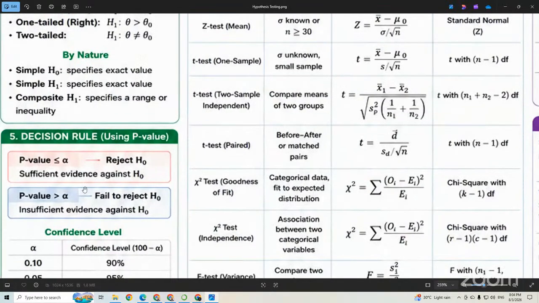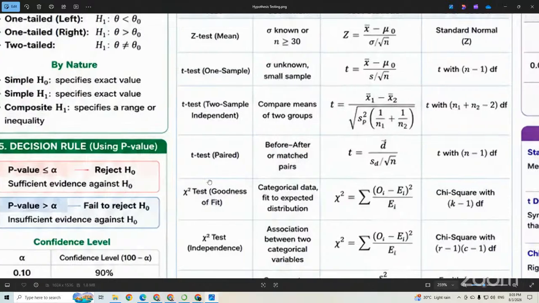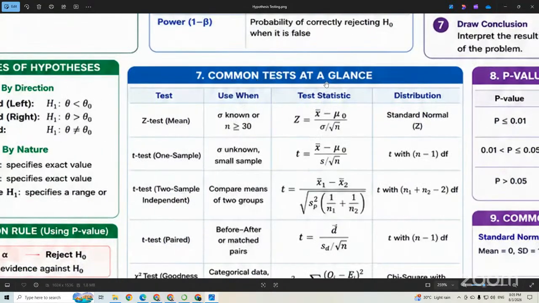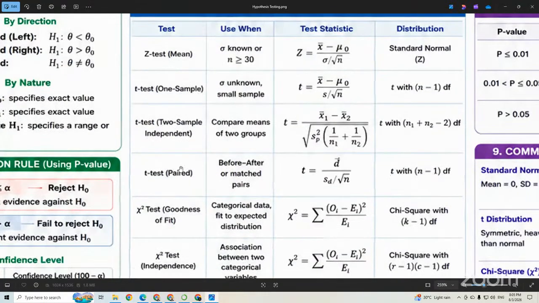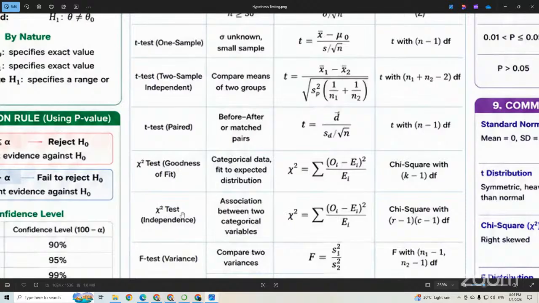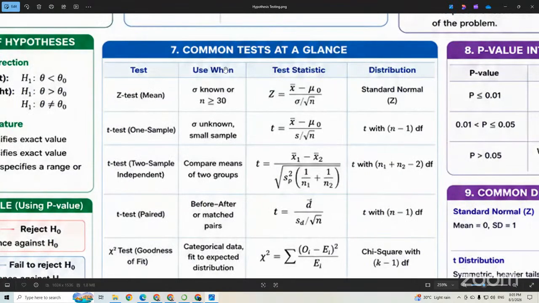Okay, so this is the decision where you can decide whether the assumptions hold according to the value of p we have already discussed, and these are the tests. These are the common tests at a glance. We have the z test, the t test one sample, the t test two sample, the paired t test, then the chi-square test, goodness of fit, etc. And along with that, when we should use them. Their conditions are given here. The z test can be applied when sigma is known or n is greater than 30, and the t test is applicable when sigma is unknown and the sample is small. The sample set must be small.